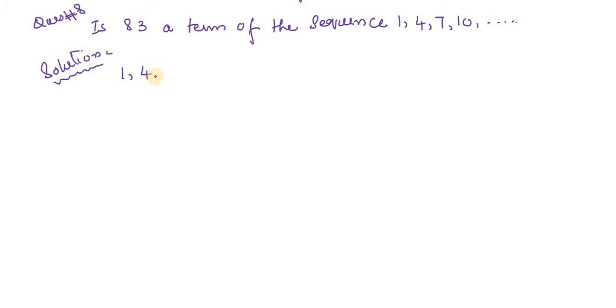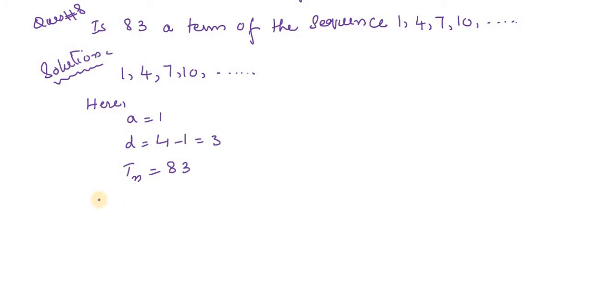One given sequence is 1, 4, 7, 10. Here a is the first term, which is 1, and d is the difference. 4 minus 1 is equal to 3, and the last term Tn is 83. We have to find whether 83 is a term of the sequence or not.